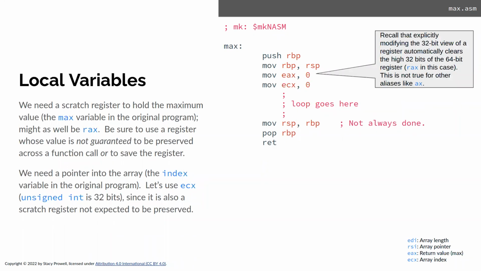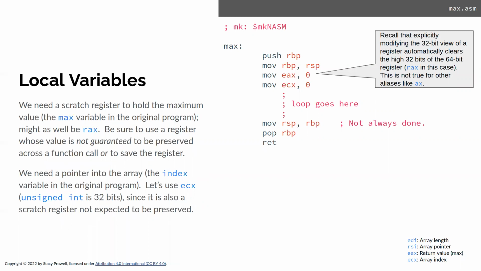Local variables, we're going to need a couple. In the program, we had two, right? We had our current maximum value, and we had a loop index. So let's have a current maximum value and a loop index. Seems like a good thing to me.